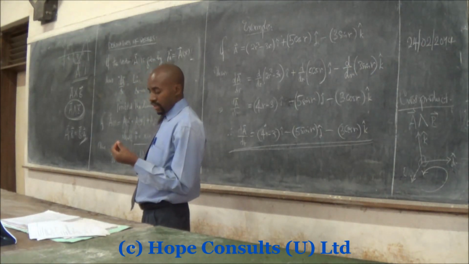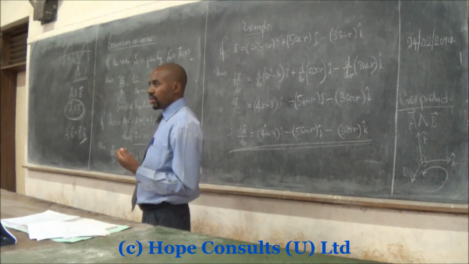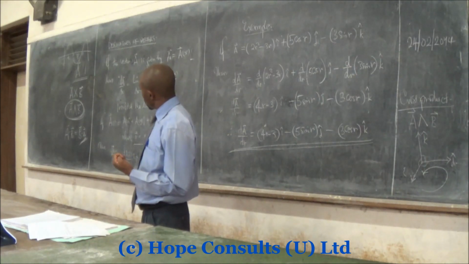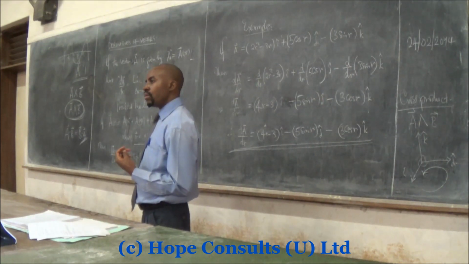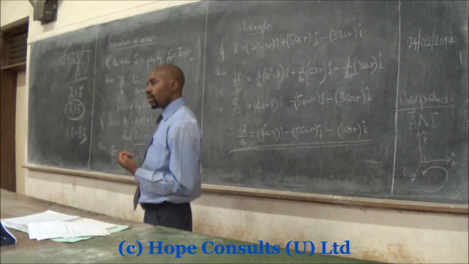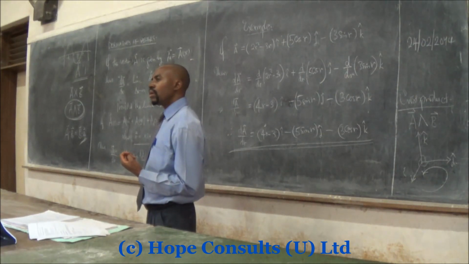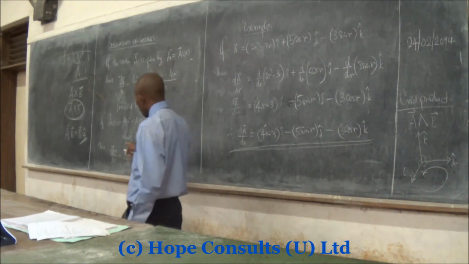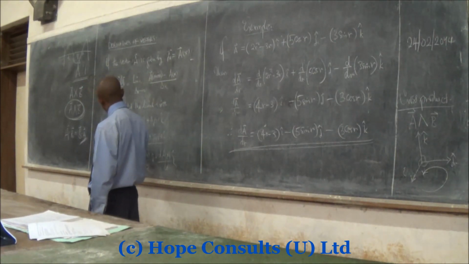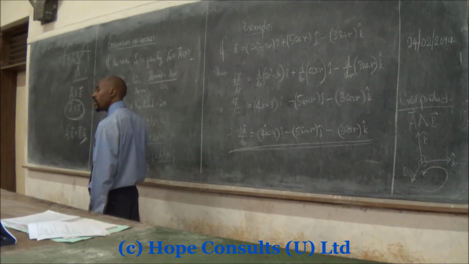Here, as I write A, the vector A of R, I am trying to show that A1 is a function of x, A2 is a function of y, and A3 is a function of z. But the main vector is a function of R.